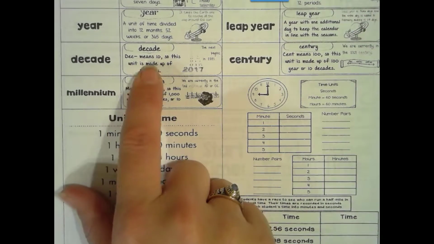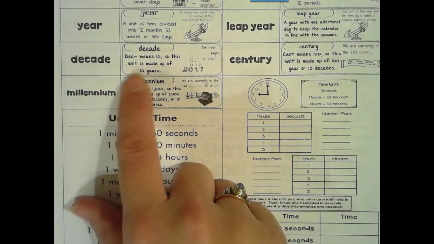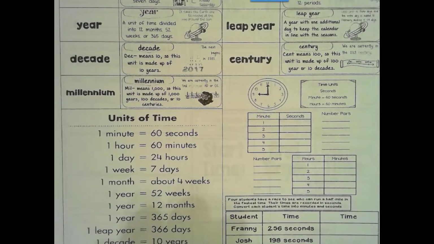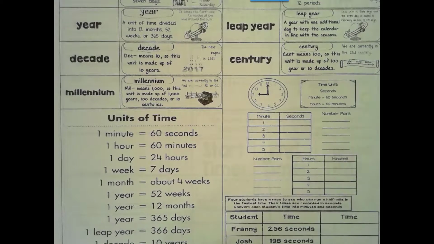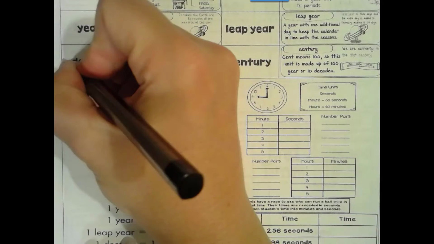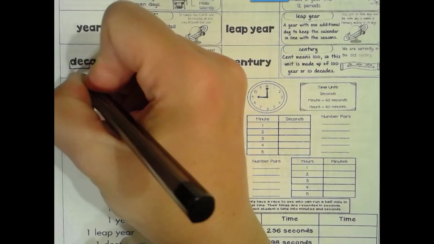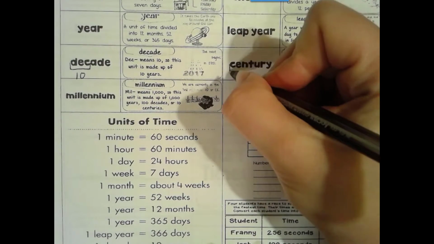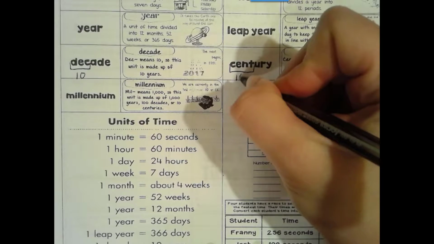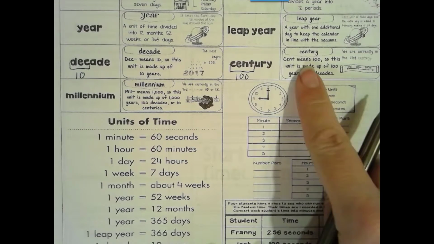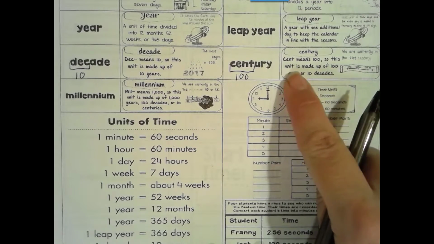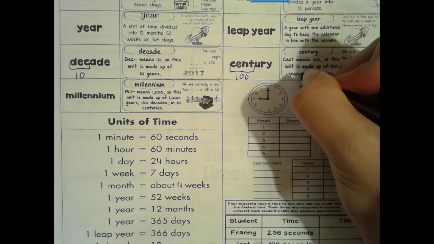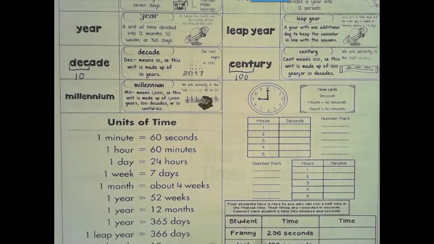Decade. Dec means 10. So this unit is made up of 10 years. Okay, century. Cent is 100. So a century, cent means 100, so this unit is made up of 100 years, or 10 decades.